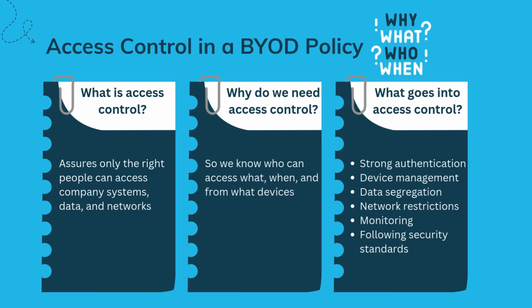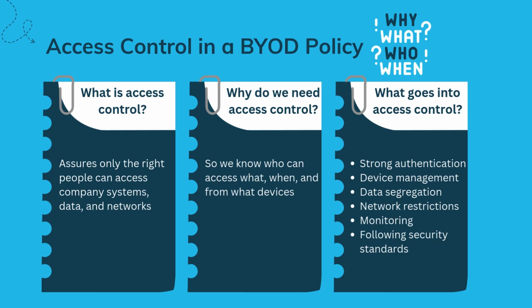Now let's switch gears and talk about access control. Access control is a big deal in a BYOD policy because it helps make sure that only the right people have access to sensitive company data. When employees use their own devices, it can be harder to control who's getting into your systems, so you need to set up clear limits. By defining who can access what data, which systems they can use, and under what conditions, you're keeping everything secure. It also helps prevent unauthorized access.